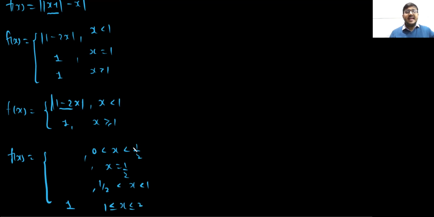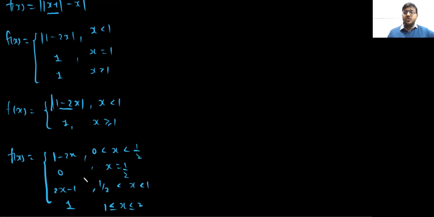Okay, for 0 less than x less than half, for values less than half, this will become 1 minus 2x. For all the values of x less than half, this will compulsorily be positive. Let me take x equals half first. At x equals half, it will be 0. If you take any value between 0 and half, this will give you a positive answer. So it will be 1 minus 2x only, and from half to 1 it will be 2x minus 1, because it will be negative there. So this is how we can get the functions.